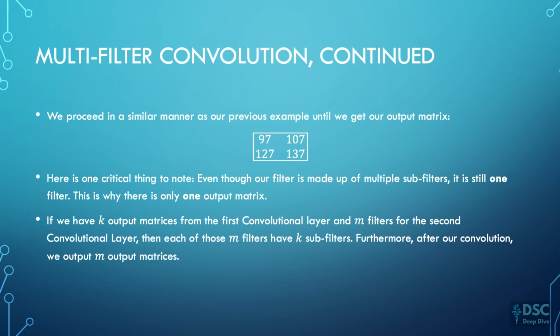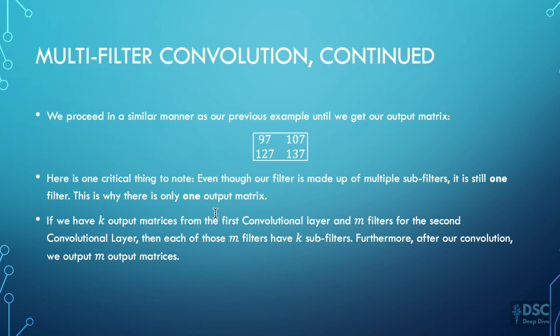Like the previous example, we slide our filter over the image, doing element-wise multiplication with our filter, and adding until we get our output matrix, which is right here. So here's one critical thing to note. Even though our filter is made up of multiple subfilters, it's still only one filter, and that's why there's only one output matrix. Now let's apply it to our k output matrices from the first convolutional layer.